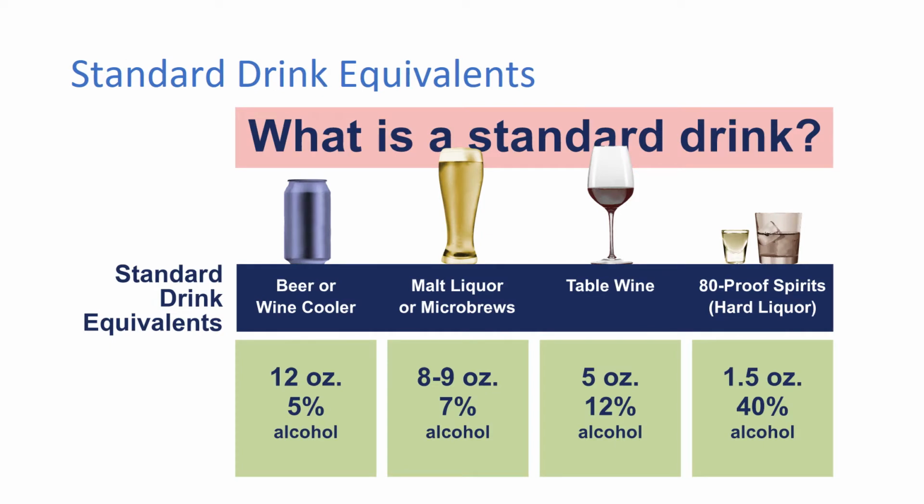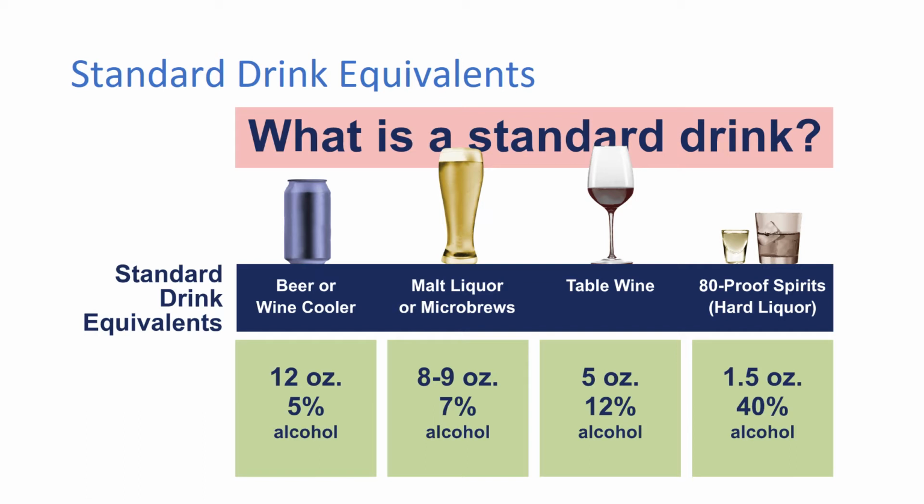So let's discuss what a standard drink equivalent is. We typically pay attention to 4 different categories of drinks and use those as archetypes for consumption. All the way to the left, we have a beer or a wine cooler. This is a commercial beer. Typically, the serving size will be 12 ounces, and it will have 5% alcohol.